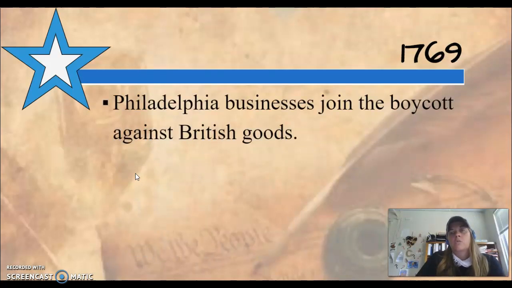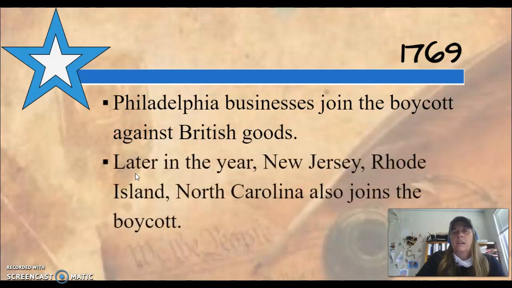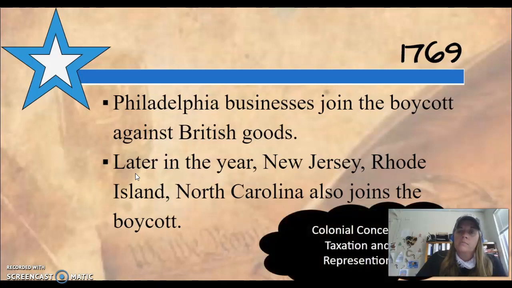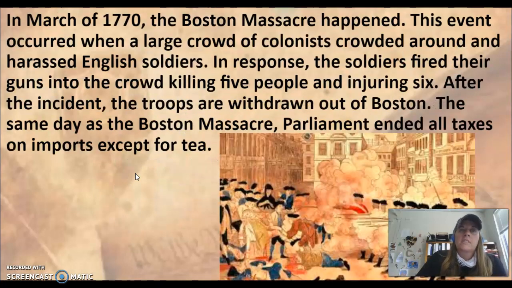Philadelphia businesses join the boycott against British goods. Later in the year, New Jersey, Rhode Island, and North Carolina also joined the boycott. In March of 1770, the Boston Massacre happened. This event occurred when a large crowd of colonists crowded around and harassed some English soldiers. In response, the soldiers fired their guns into the crowd, killing 5 people and injuring 6. After the incident, the troops are withdrawn out of Boston.